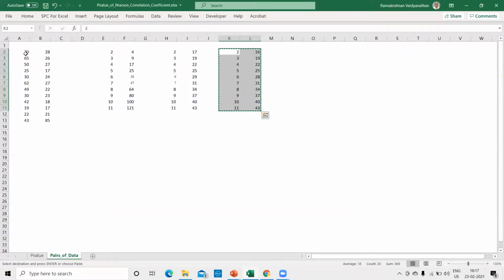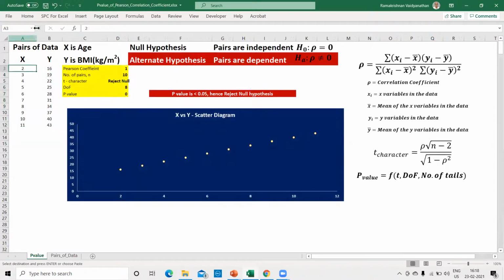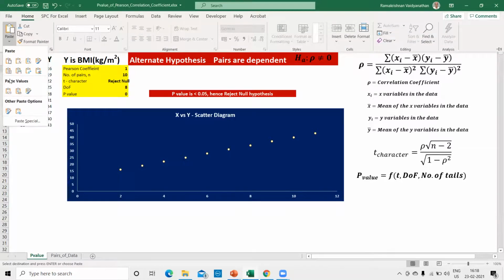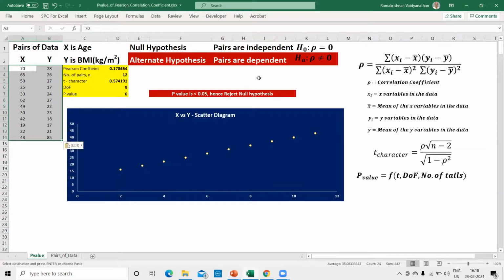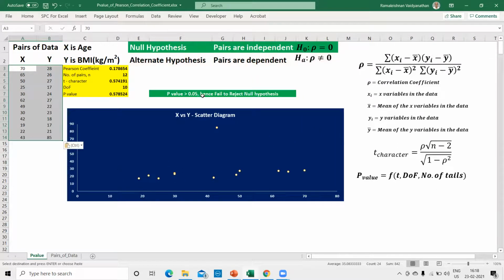Another case, the last case we will see here. We'll take this data, Control C, go there. We'll paste the values here. So you can see here, the p-value is greater than 0.05, hence we fail to reject the null hypothesis. That means they are scattered. There is no relation between x and y values here.